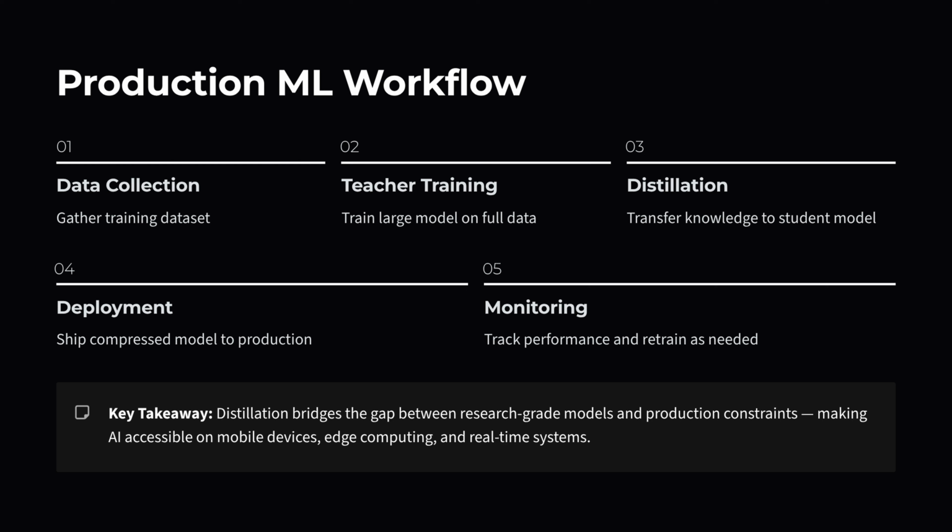Production ML workflow. A typical production workflow begins by collecting data, then training a strong teacher model that captures the full complexity of the task. Once the expert exists, we distill its knowledge into a smaller student. Think of mastering a topic deeply before teaching someone the streamlined version they'll use every day. After distillation, the student is deployed in environments where speed, memory, or battery matter. Mobile apps, vehicles, robotics, and other edge systems.